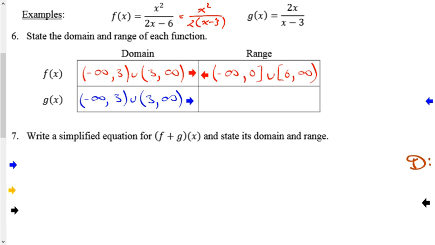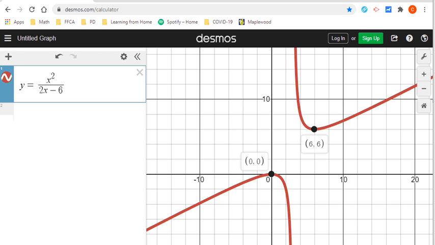we get a range that looks like this: negative infinity up to 0, and then from 6 to positive infinity, including the 0 and including the 6. To get this range, a graph is helpful. And here's what the graph looks like when I stick it into Desmos.